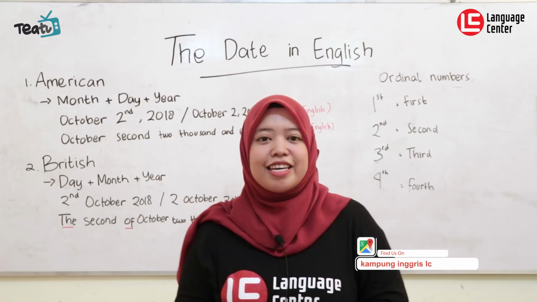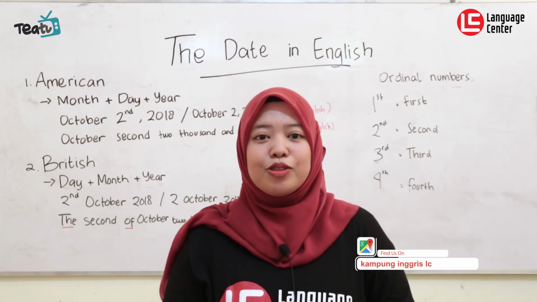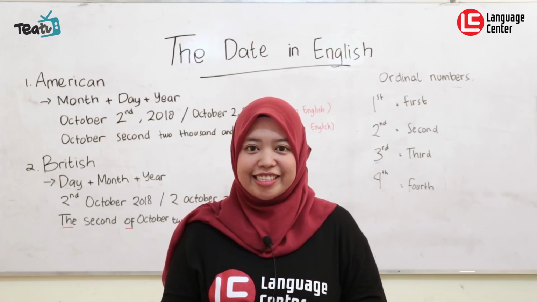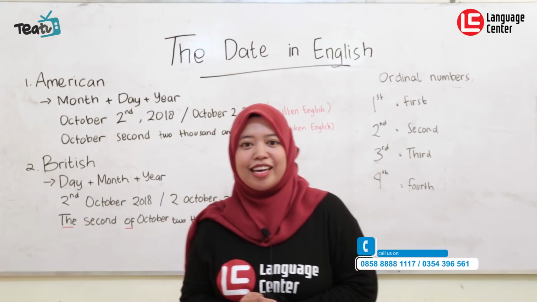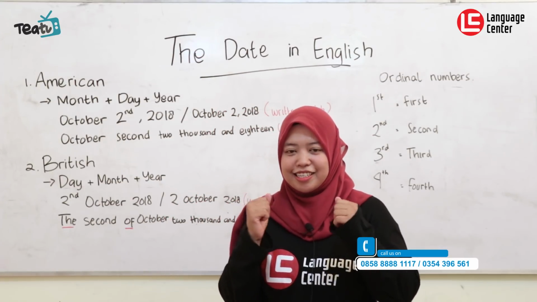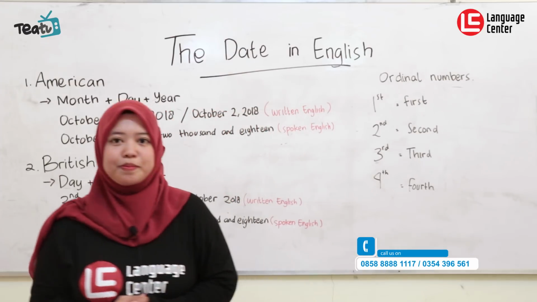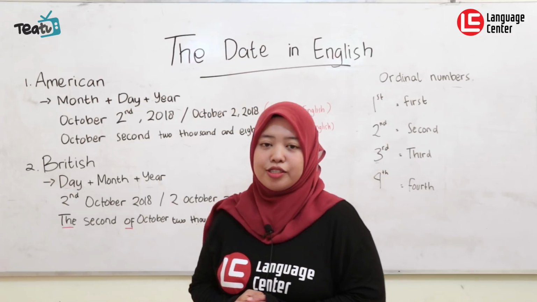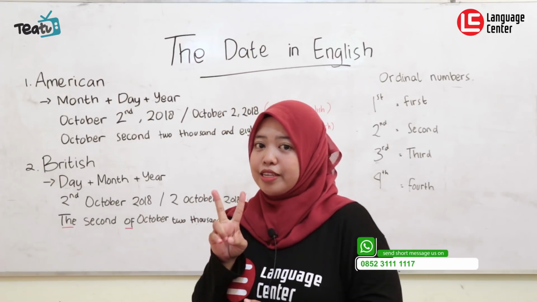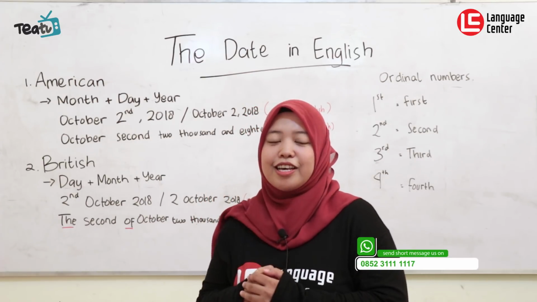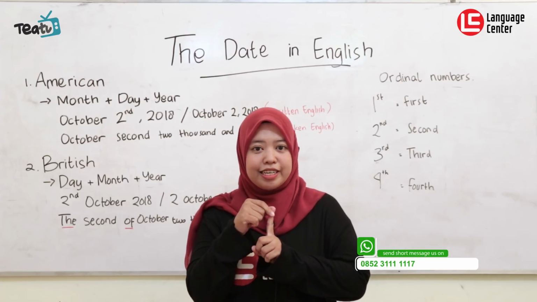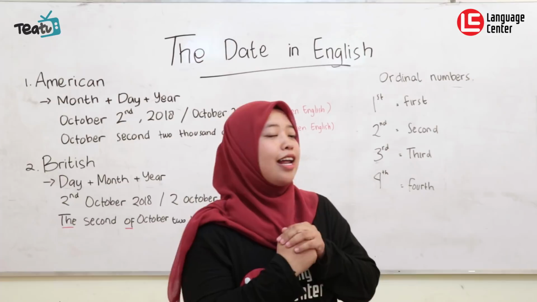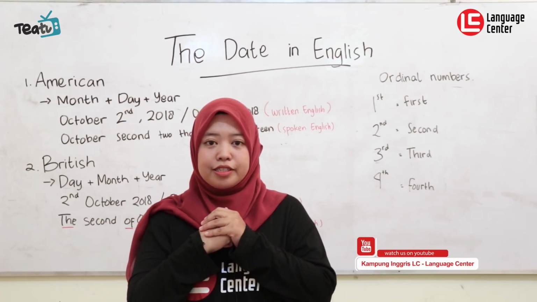Okay, today we will learn about how to say the date in English. Are you ready? Okay, let's get started. So, there are two ways to say the date in English. The first way is American, and the second way is British. Okay, let's talk about the American way first.